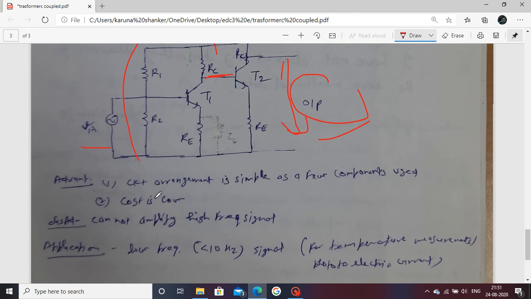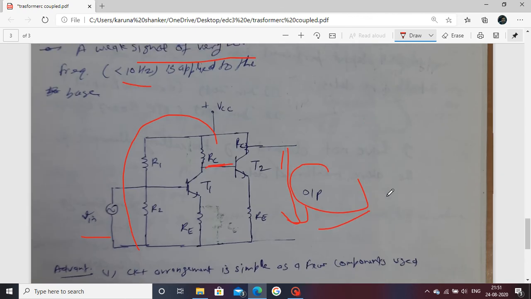Okay, the advantage: the circuit components are very simple. Direct coupled amplifier cost is very low. It is not used for high frequency signals. Applications are at low frequency, such as temperature measurement and photoelectric current, where frequency is less than 10 Hz. Means for sensitive devices, the signal is amplified at low frequency.